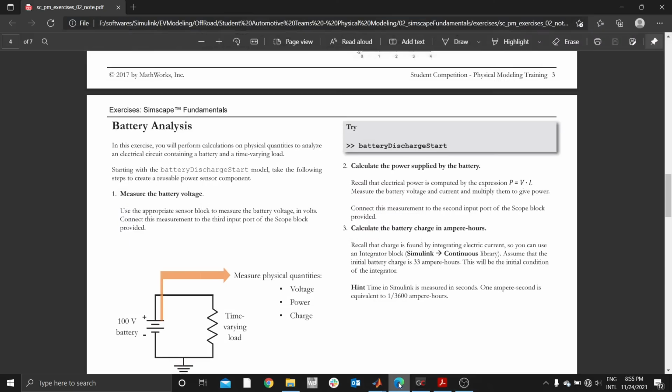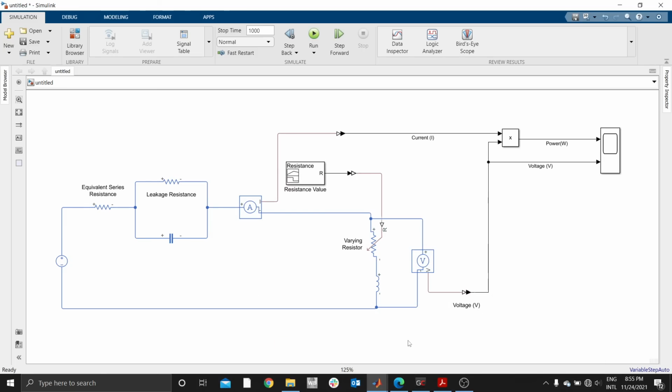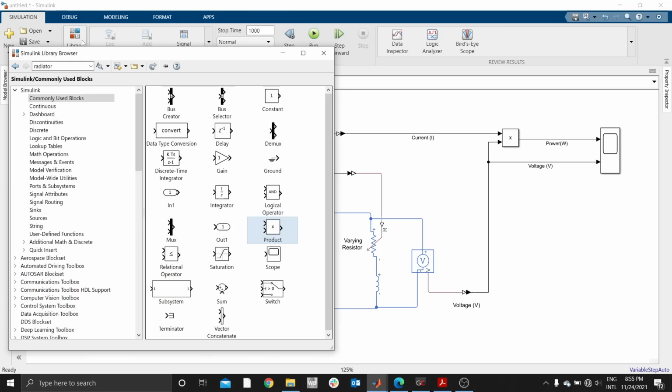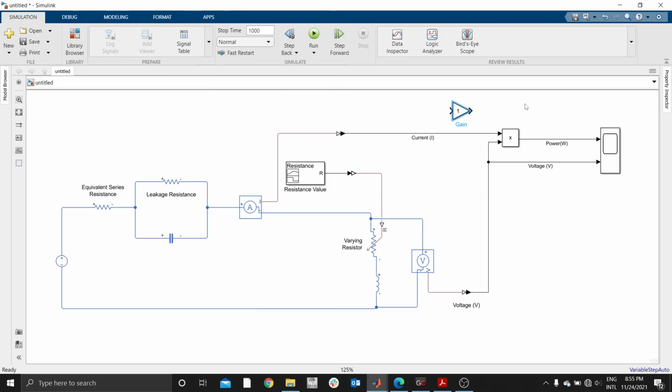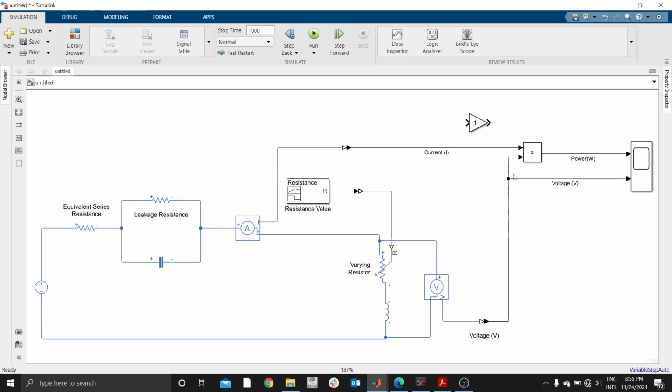Remember my battery charge is 3 ampere hours. Therefore, we need to convert this current here. The current is per second. We must convert that current to hour. Therefore, what do I need? You go back to library, I need a gain again. I'm going to use a gain here. Okay, I'm going to tap the current value here.